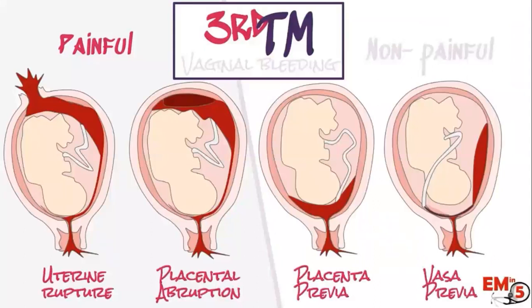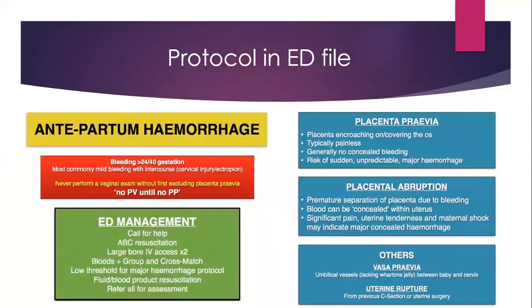So yeah, this is just a quick little summary of third trimester vaginal bleedings, whether it's painful or non-painful. You have your uterine rupture and your placental abruption, which is painful vaginal bleeding, and then you have your placenta previa and your vasa previa, which is non-painful. Then this is the protocol that's in the EB file. So this is a nice summary of basically everything I've said now. So it's bleeding less than 24, more than 24 weeks of gestation.